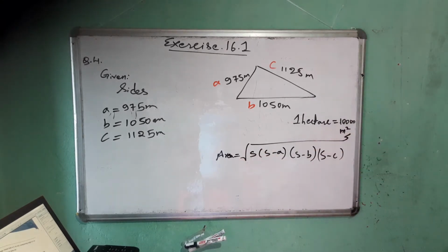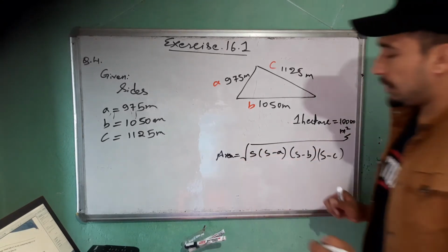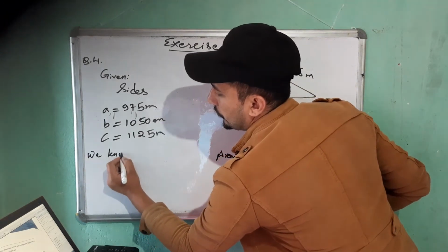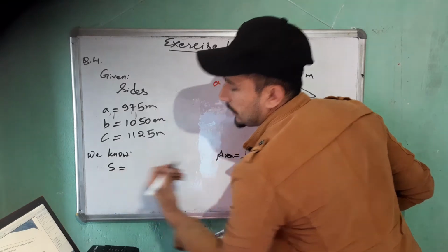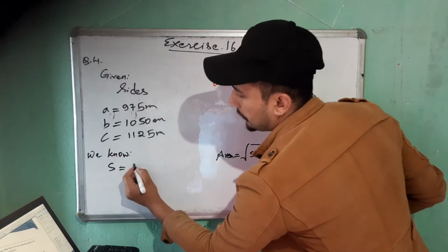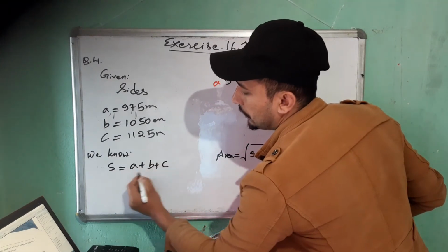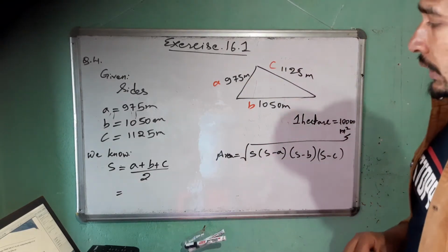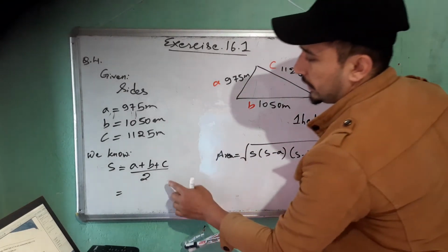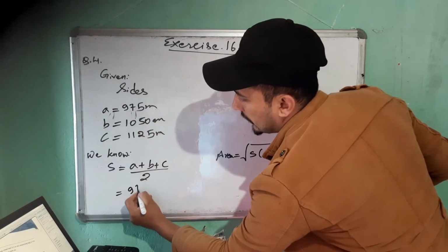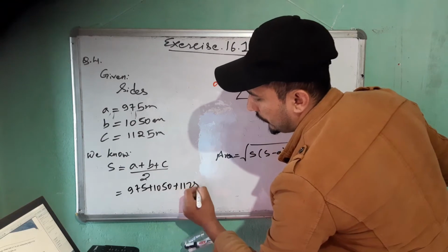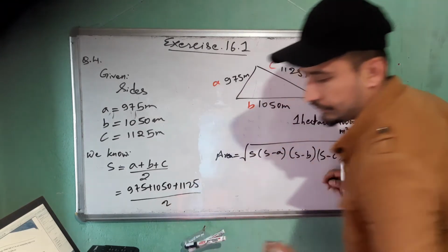First of all, we have to find S. S stands for semi-perimeter. Semi-perimeter is given by (A plus B plus C) upon 2. Semi means half, half of the perimeter. So 975 plus 1050 plus 1125 divided by 2.